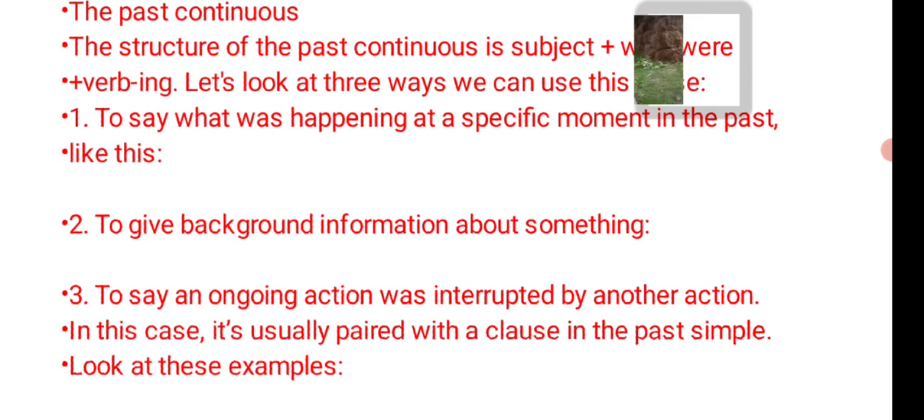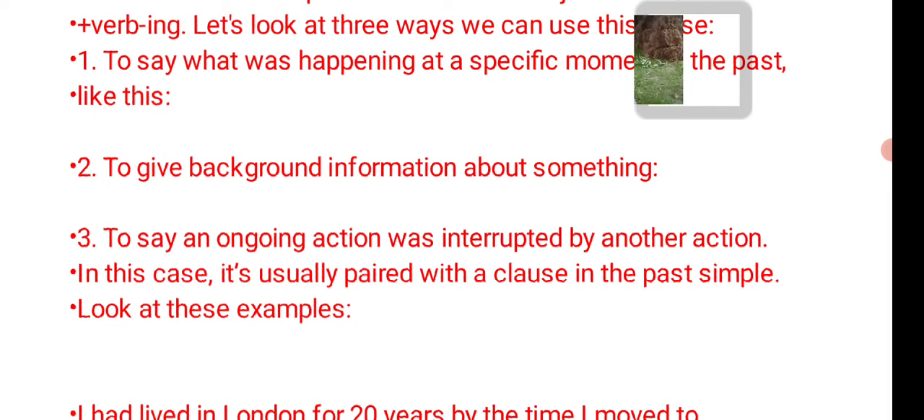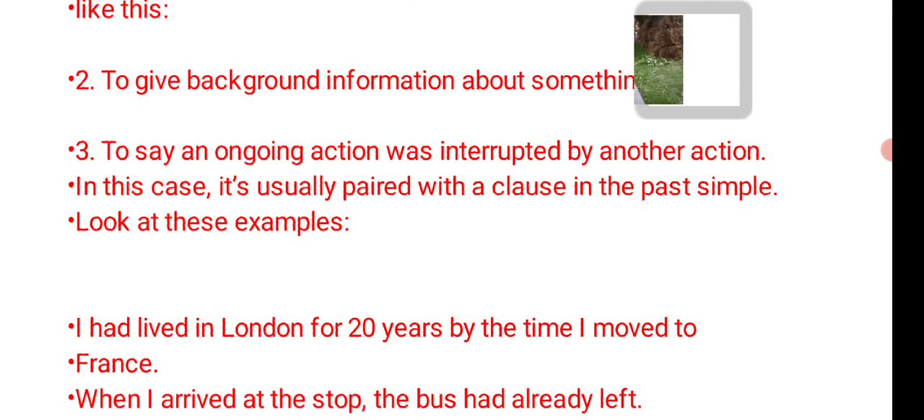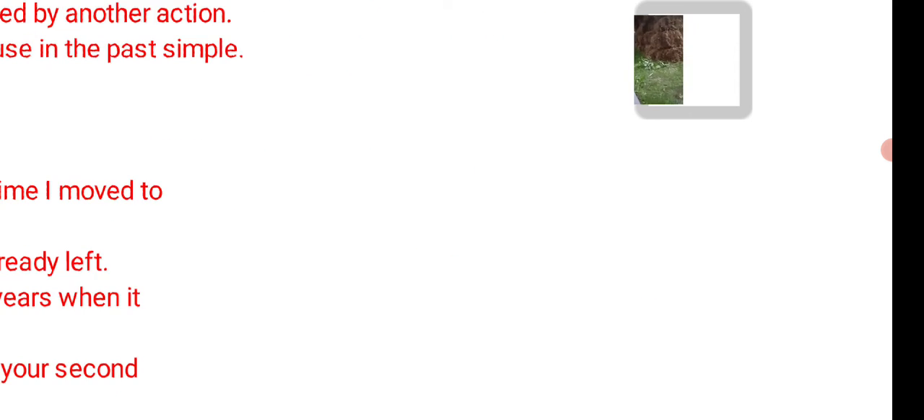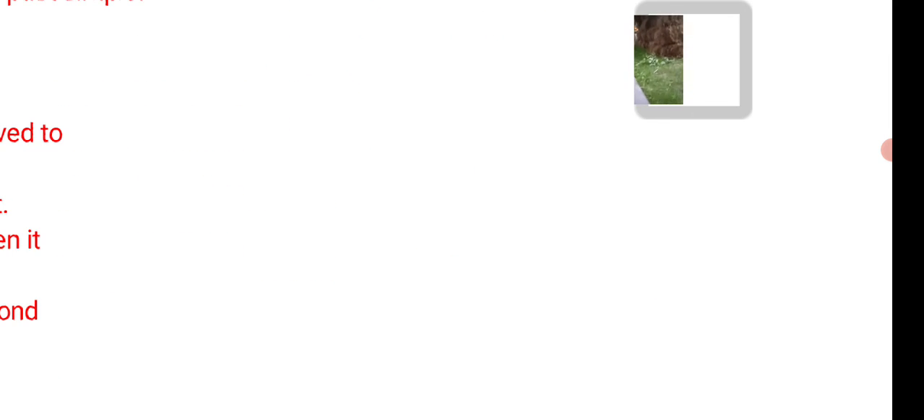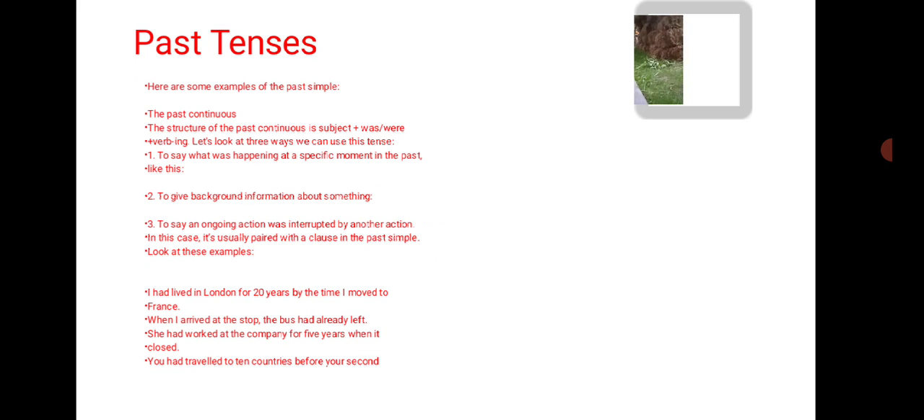She had worked at the company for 5 years when it closed. You had traveled to 10 countries before your second. Past continuous.